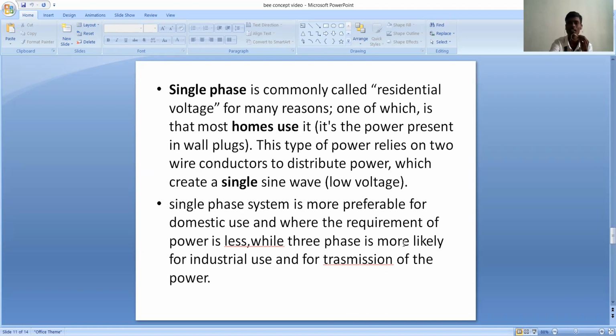Single phase is the power present in wall plugs. In switchboards, we commonly see the single phase arrangement. This type of power relies on two wire conductors to distribute power, which creates a single sine wave, low voltage. The single phase system is more preferable for domestic use and where the requirement of power is less, while three phase is more likely for industrial use and for transmission of power. As we discussed earlier, single phase is used when less power is required, and three phase when more is required, for industrial purposes.